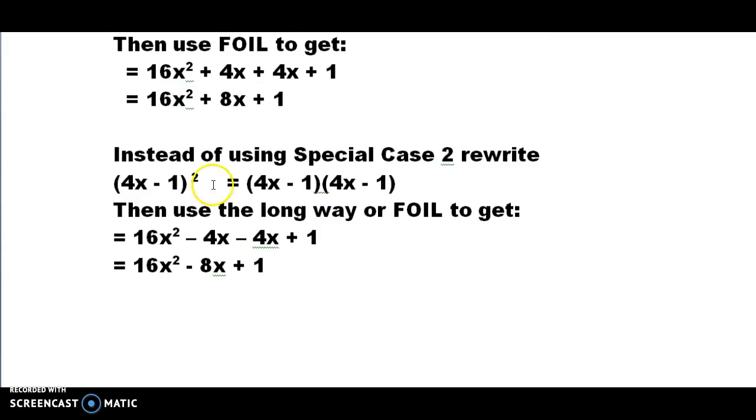For special case 2, where we have 4x minus 1, the quantity squared, we write 4x minus 1 times 4x minus 1. We can again use the long way or the FOIL, and we get 4x times 4x is 16x squared.